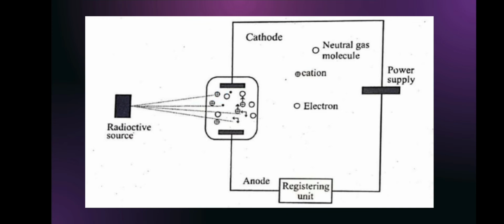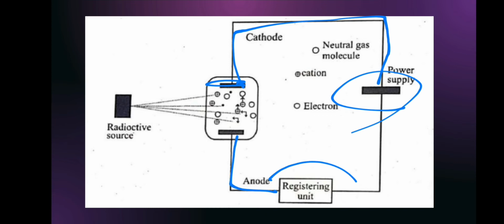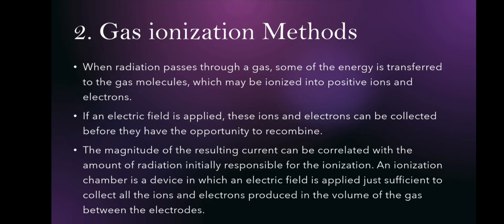So the positive ions will be attracted towards the cathode, whereas the negative electrons will be attracted towards the anode. This cathode is attached through a wire to the power supply, whereas this anode is attached through the registering unit to the power supply. So moving back, the magnitude of the resulting current can be correlated.